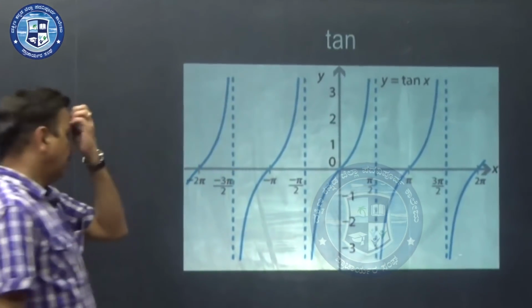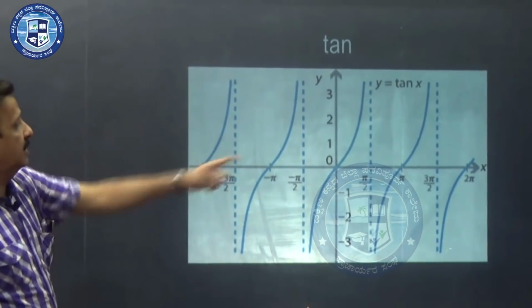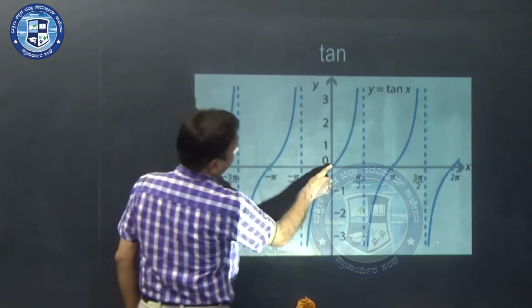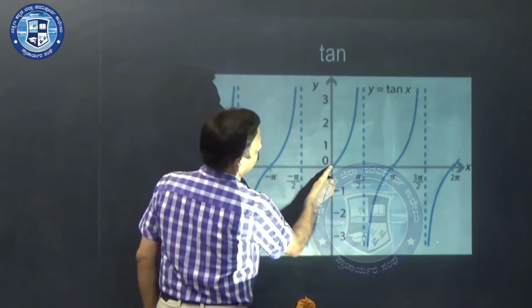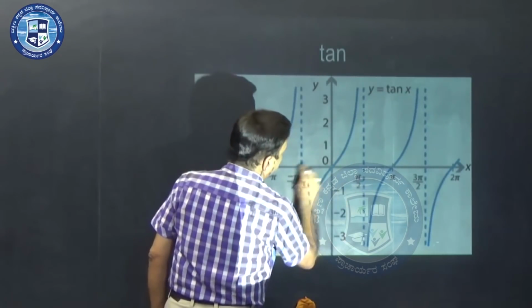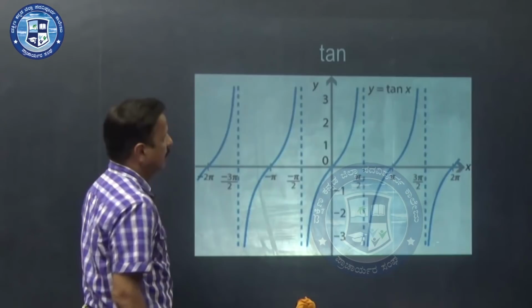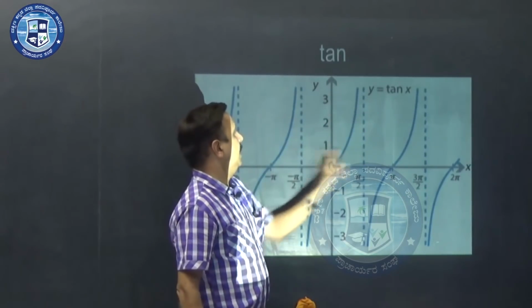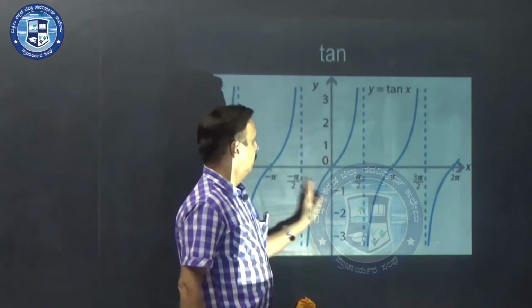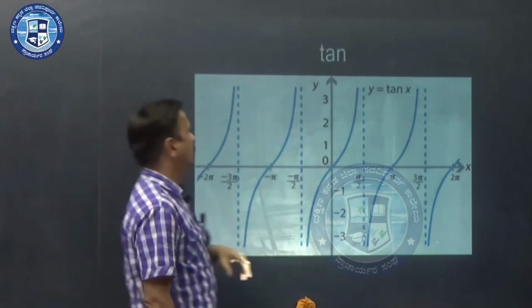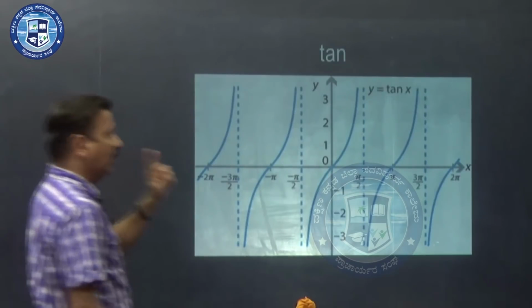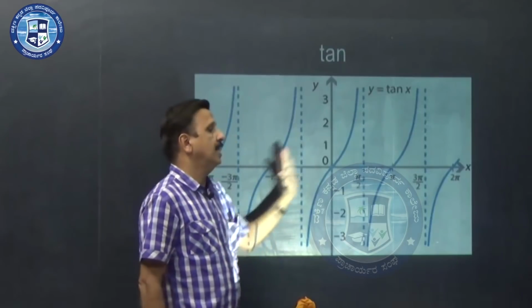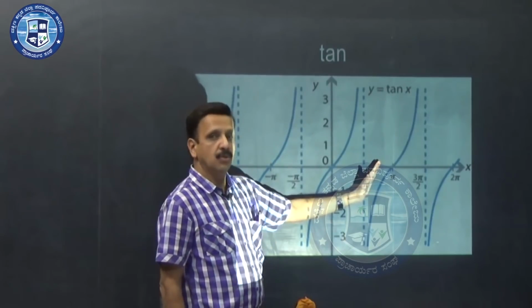This is the tan function, tan theta versus theta, or tan x versus x trigonometric function graph. You find that between minus pi by 2 to plus pi by 2, the curve is continuous, and if you draw a horizontal line anywhere in this range, it will not cut the curve at 2 points, it will cut only at 1 point. That is why the minus pi by 2 to plus pi by 2 range is selected for tan inverse.